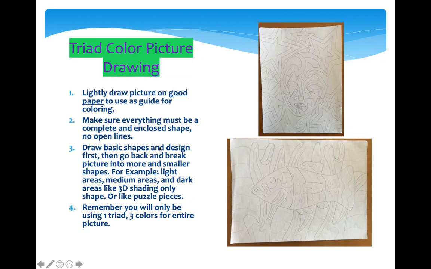Draw the basic shapes and design first, then go back and break it into the more shapes and smaller shapes. For example, light areas, medium areas, dark areas like 3D shading, or like puzzle pieces, or it can go like for a background accent, like my stars, my shapes are going around shapes that are already there. And remember, you're only going to be coloring with 3 colors total. So it's important that you have it broken into shapes that make sense.